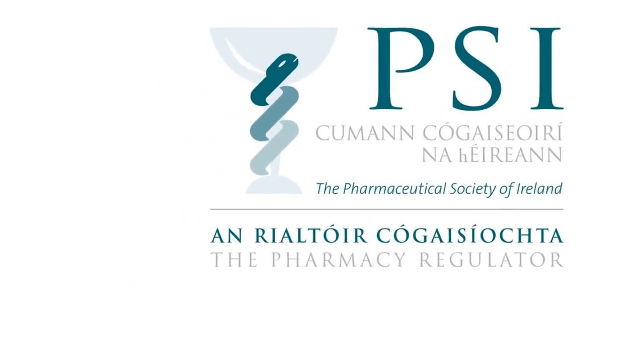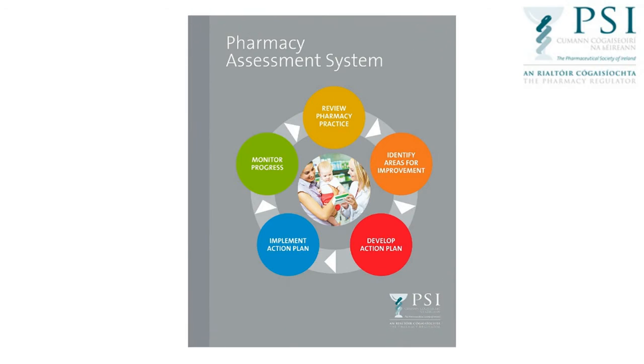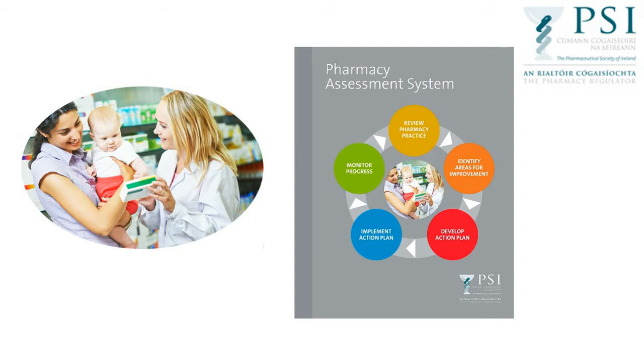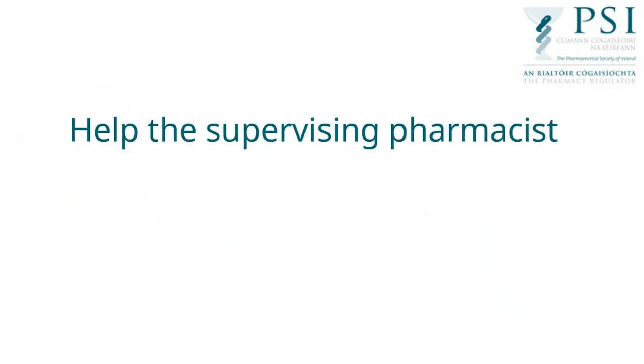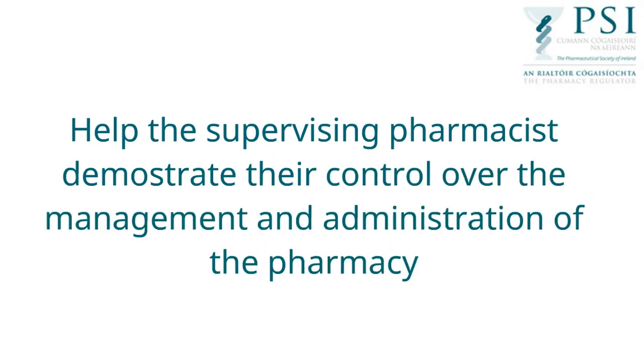The Pharmacy Assessment System is a practical assessment tool which must be completed every 6 months by the supervising pharmacist and approved by the superintendent and pharmacy owner. Completing the assessment will help the supervising pharmacist to demonstrate their control over the management and administration of the pharmacy.